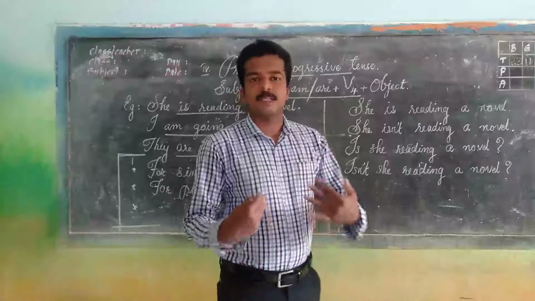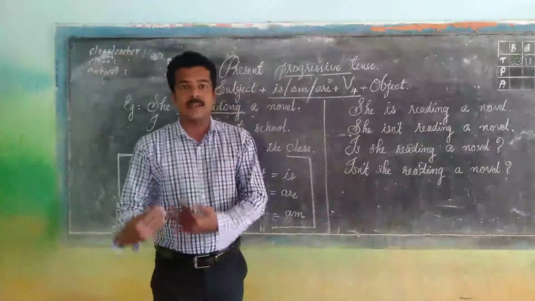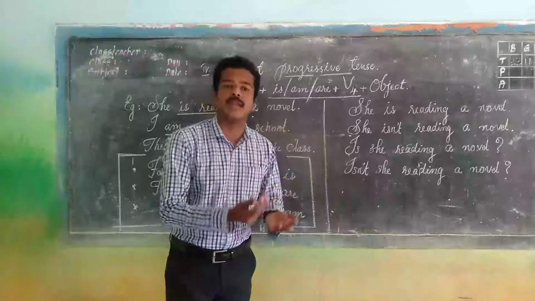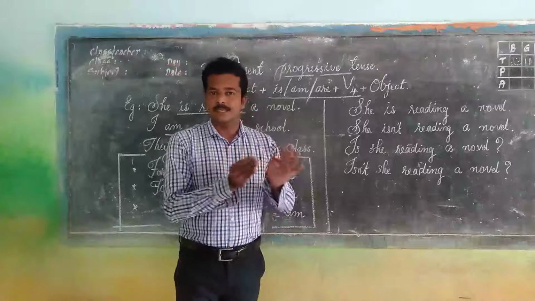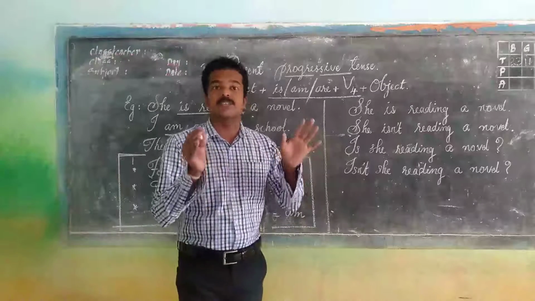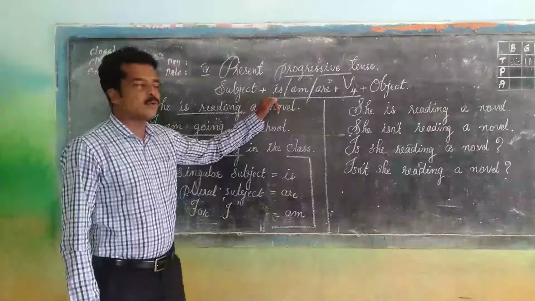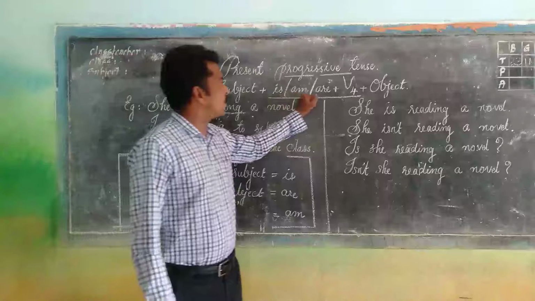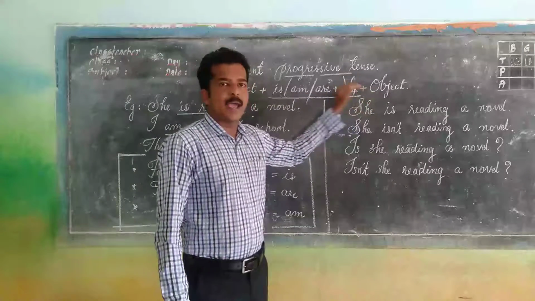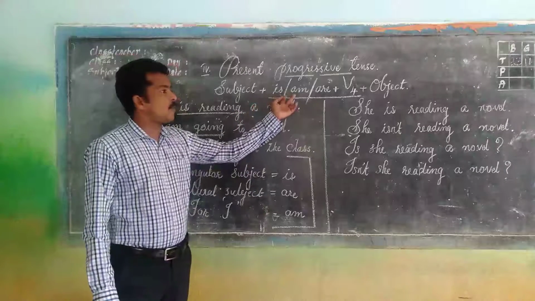And we use present progressive tense to express the actions that are happening now. To express an ongoing action we use present progressive tense, and progressive is nothing, just it is continuous. And see, as I told you, the structure is subject followed by is or am or are plus ing form and finally object. And here when do we need to use is or am or are?